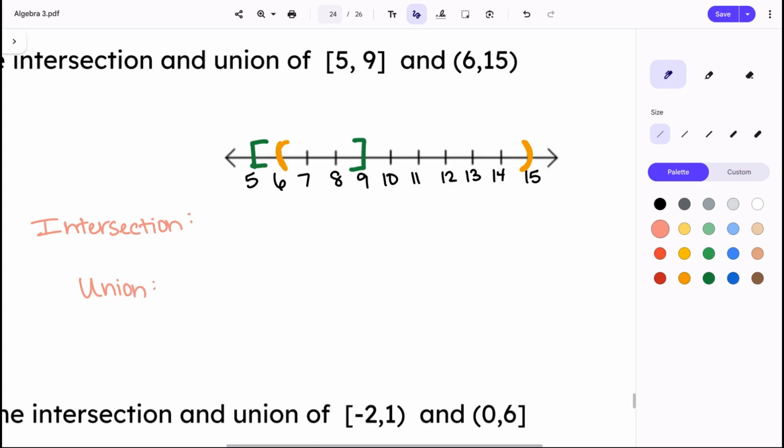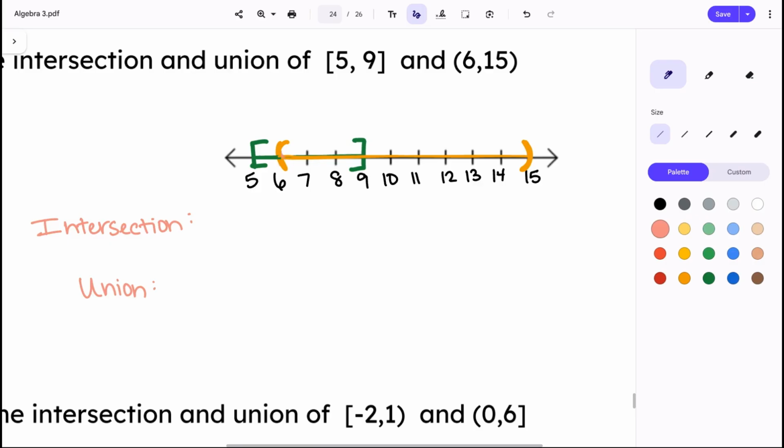Remember, intersection is only what they have in common. So think about if they were to overlap, where would they overlap? It might even help, like I have mine color-coded up here, but if I were to draw lines connecting my brackets or my parentheses here, where do they overlap? Between what numbers?